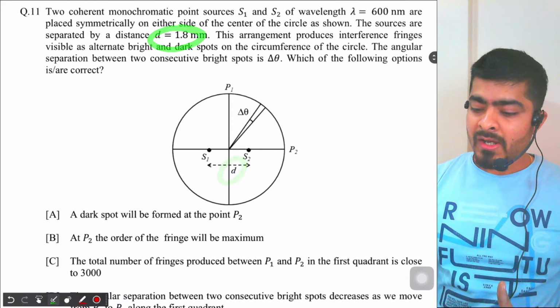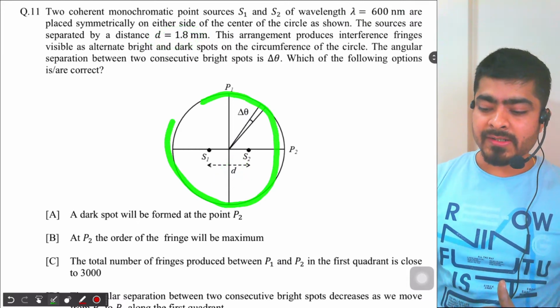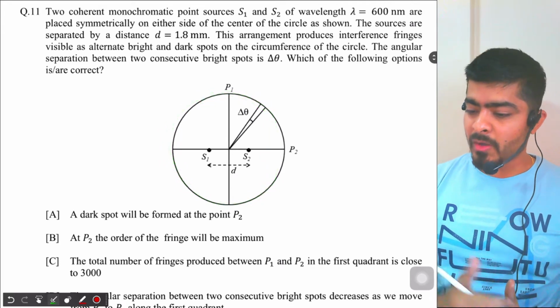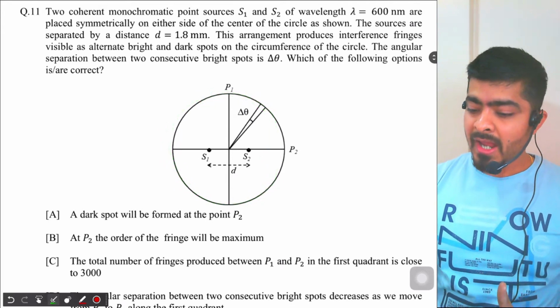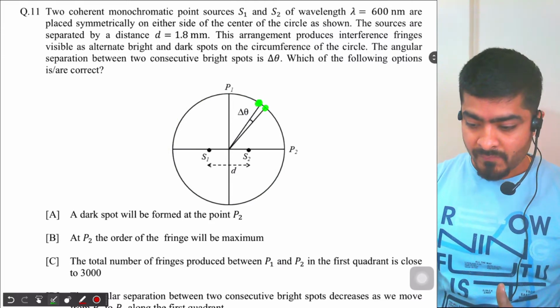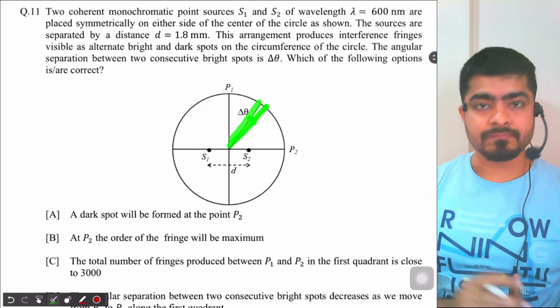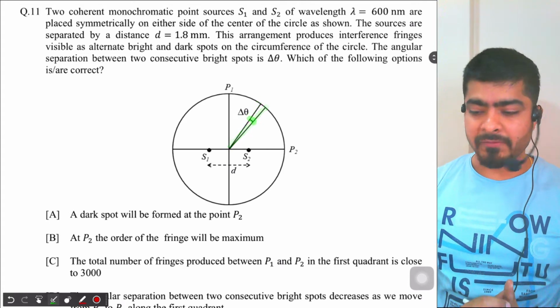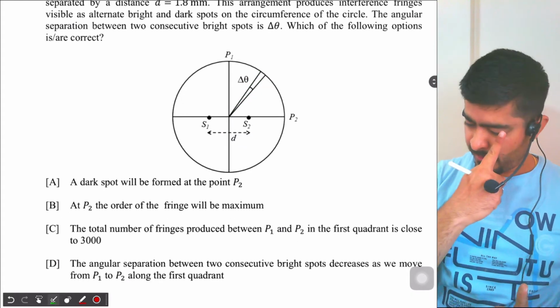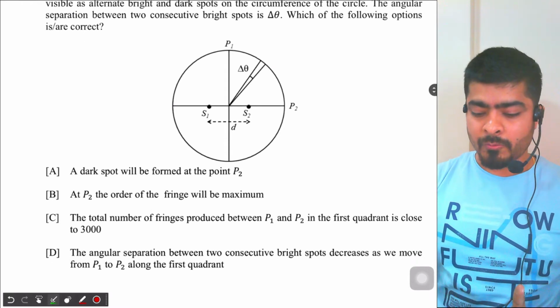So on this circular screen we will be observing bright fringes. And one more thing is given: suppose this is a bright fringe, and this is a bright fringe, then the angular separation between the two bright fringes is given to be del theta. So based on that, we have to find which of the options are correct. First of all, let's look at option A.